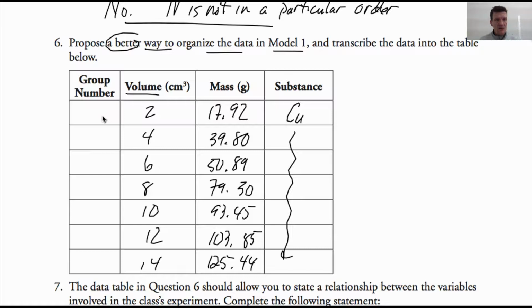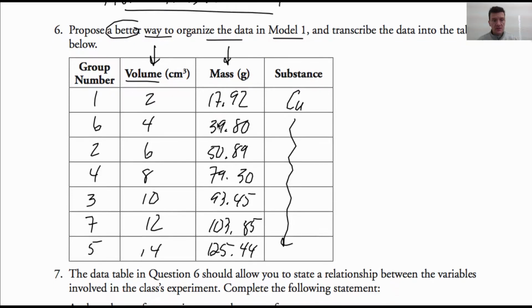Okay? But now the group numbers, notice, are not going to be in a particular order, and we don't really care about that. But this would be group 1, this was group 6, this is 2, this is 4, this is 3, and this is 7, and we have 5 here. But this is really what we're interested in, putting the volume in a particular order and seeing how mass changes as a result of that.